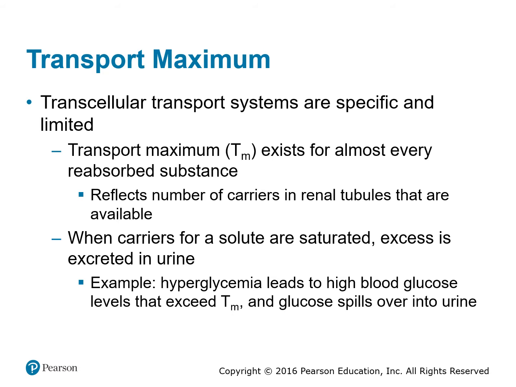Example, your blood sugar. Hyperglycemia leads to high blood glucose levels that exceed the transport maximum. We'll see glucose spill over into the urine. We're not supposed to see excess glucose in the urine.